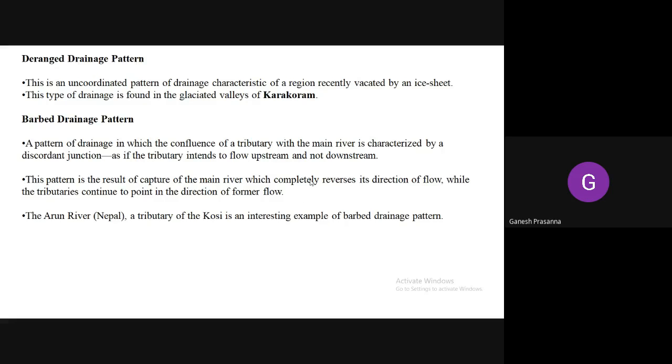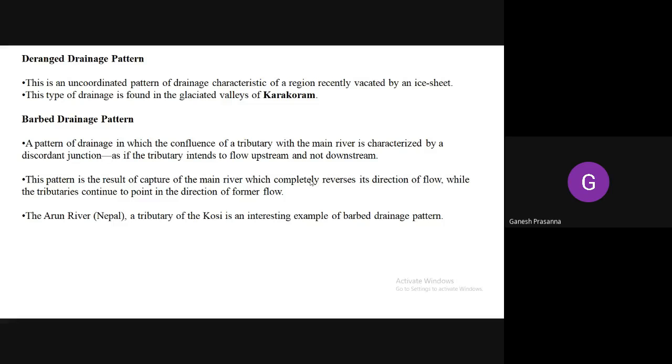Next, the deranged drainage pattern. This is an uncoordinated pattern of drainage, characteristic of a region recently vacated by an ice sheet. There will be an ice sheet covered with sheets of ice. When those sheets of ice are removed by erosion, either by sunlight or other forces, this type of deranged drainage pattern occurs. This type of drainage is found in the glaciated valleys of Karakoram.